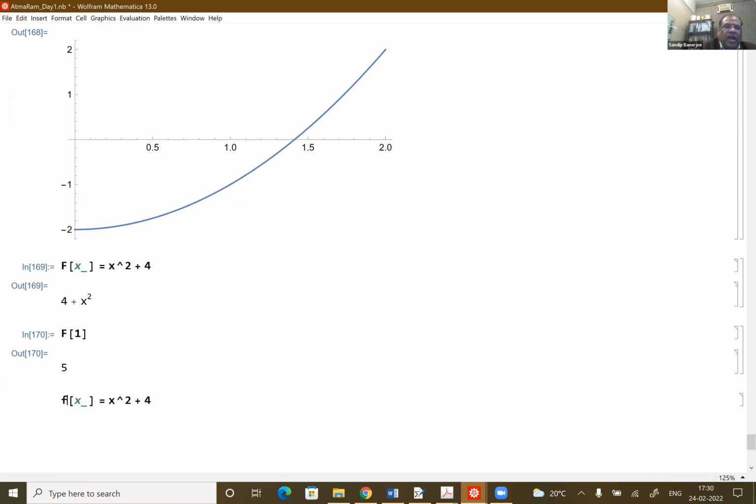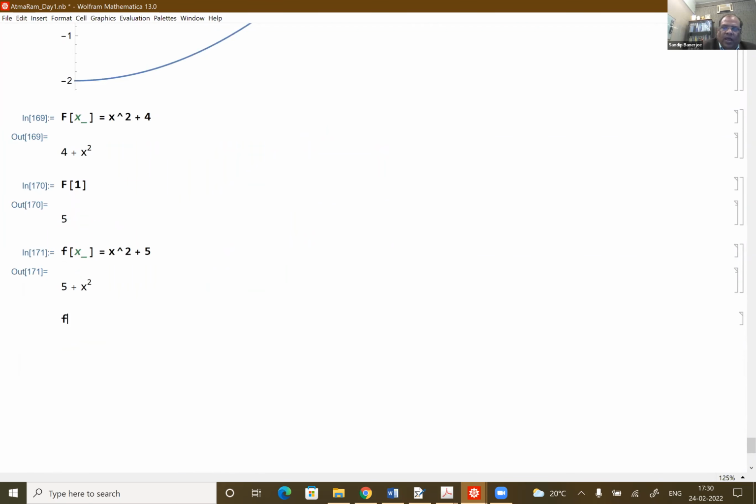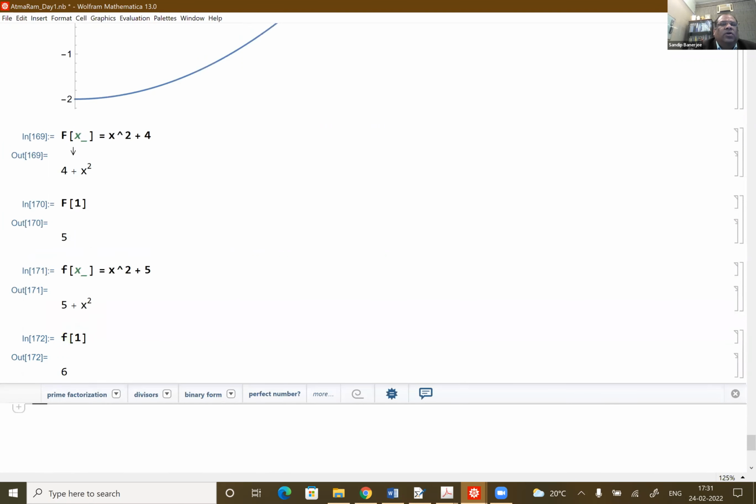Okay, so if I write f, I just make it 5. So it gives the same thing, f1, it gives me 6. So in case of function, if you write this as capital or small, it really doesn't matter.